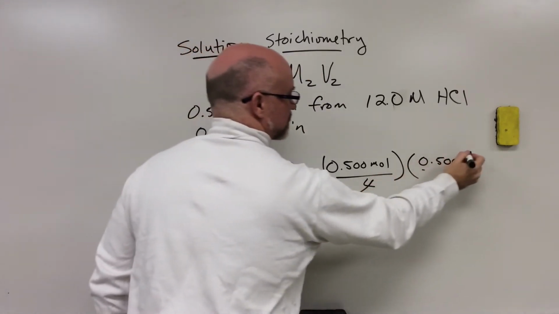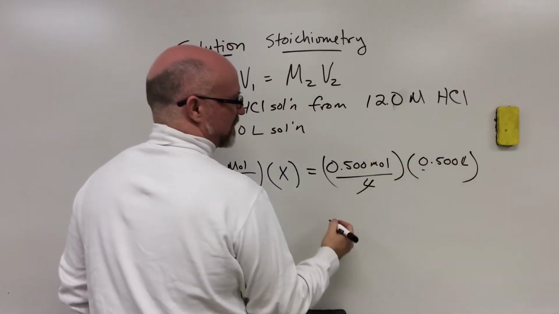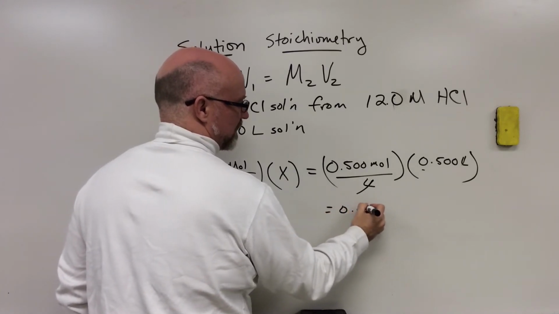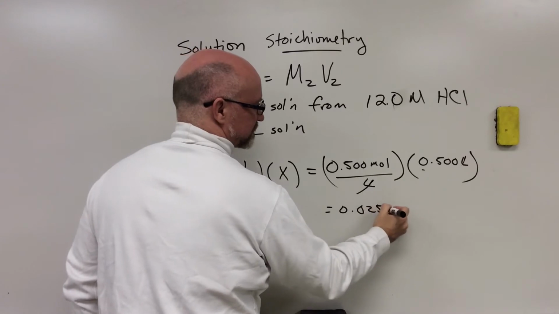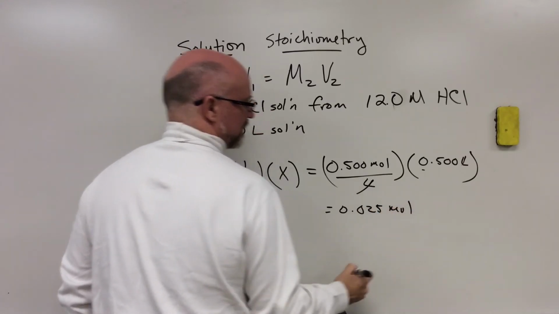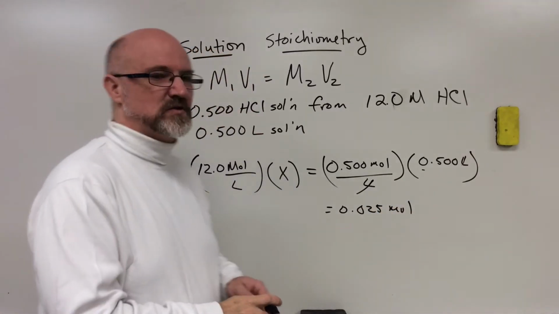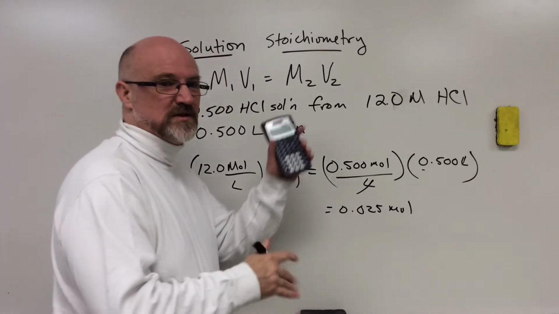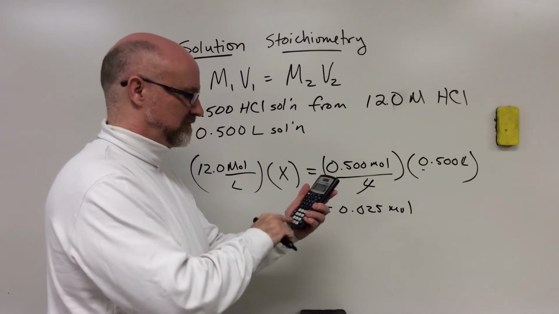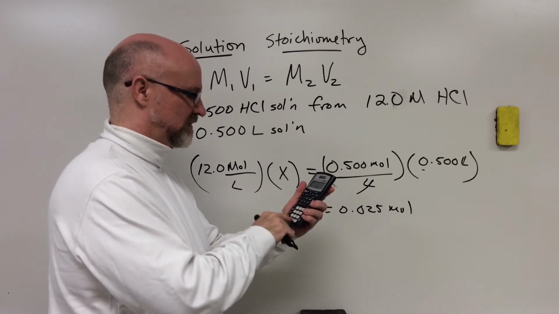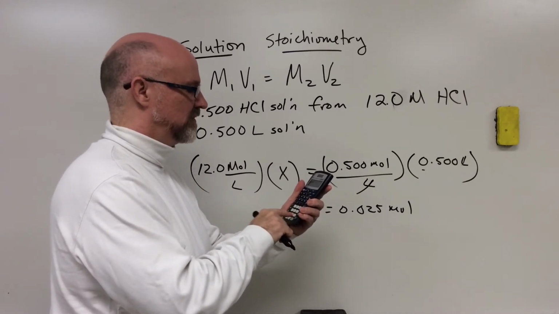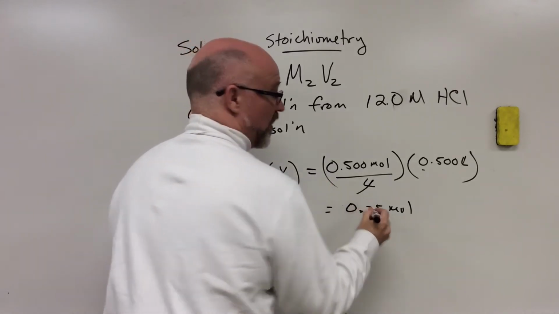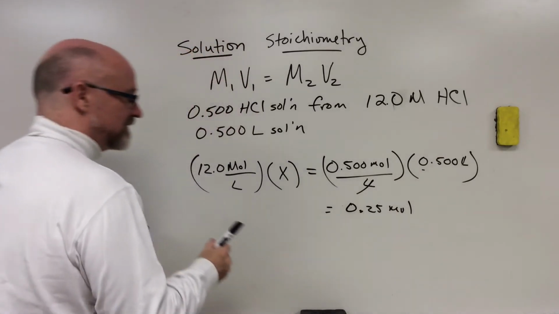So my liters cancel. 0.5 times 0.5. All right, 5 times 5 is 25, but I got 2 decimal places, so always double check your math.